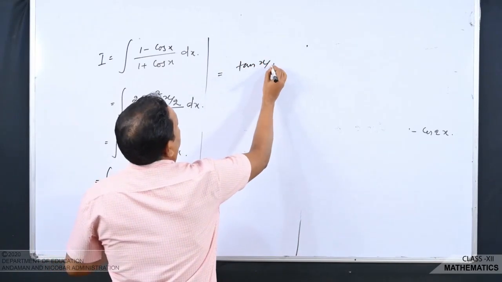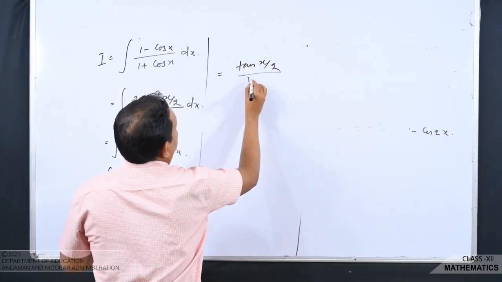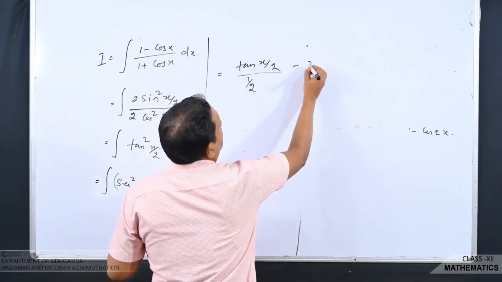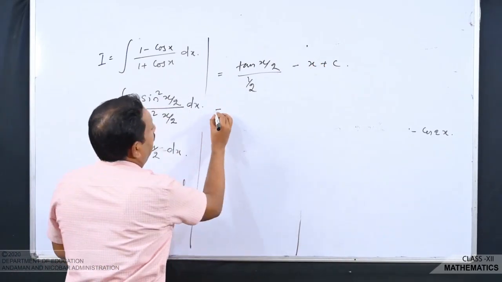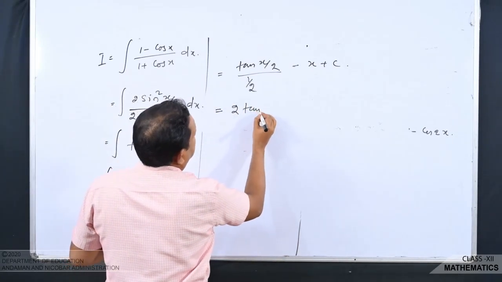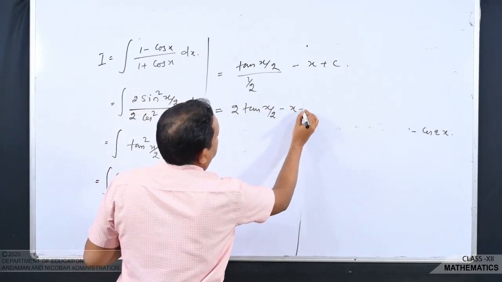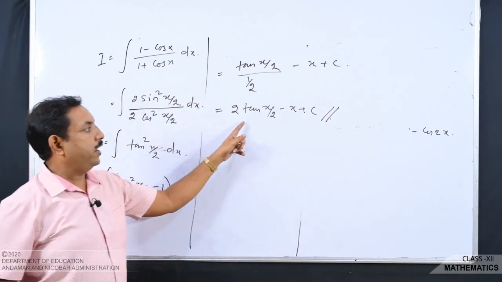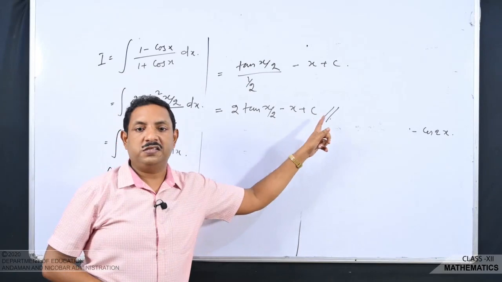and for this x by 2 we must have 1 by 2 here, and minus 1, and that is x plus c. So your answer will be 2 tan x by 2 minus x plus c. That is the final answer of this question. 2 tan x by 2 minus x plus c.